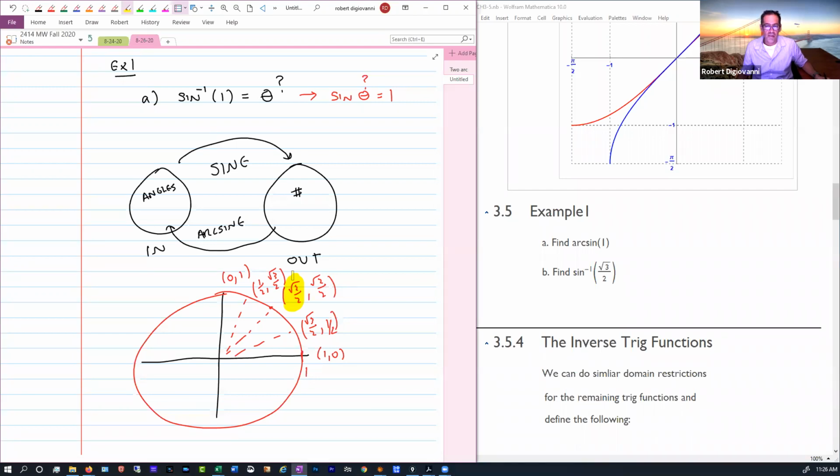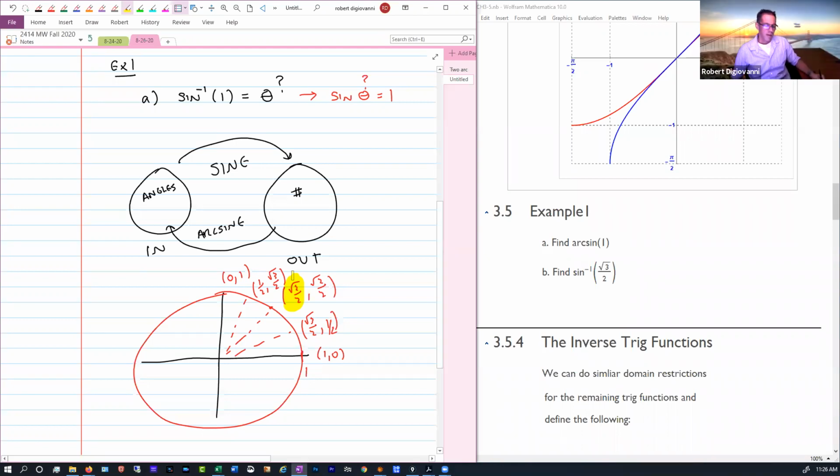Sarah, where's Sarah? Is Sarah here? There you are, Sarah. So Sarah, did you learn your trig stuff off the unit circle? Are you pretty comfortable with that, or was that not emphasized that much for you? No, I did not. I went to a private university and they didn't really emphasize the unit circle.